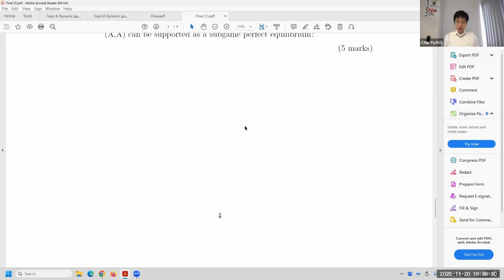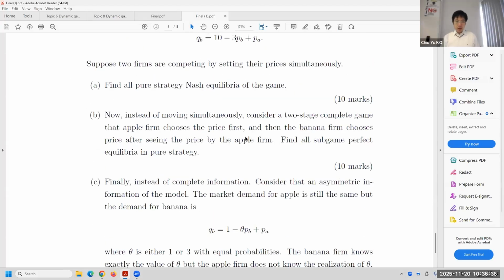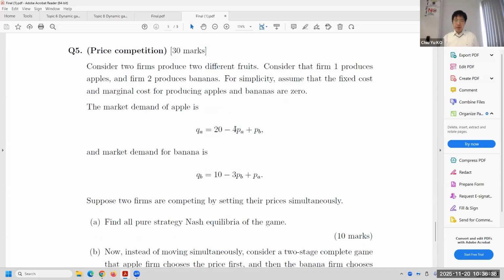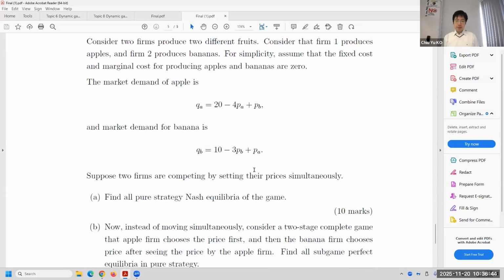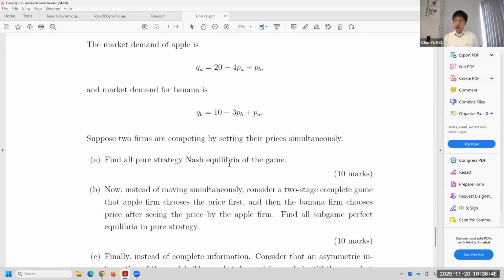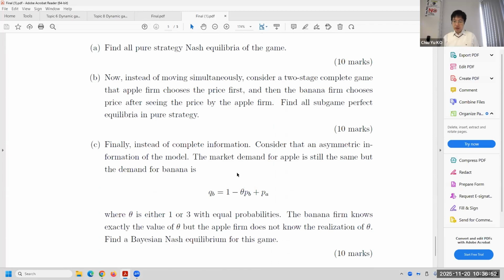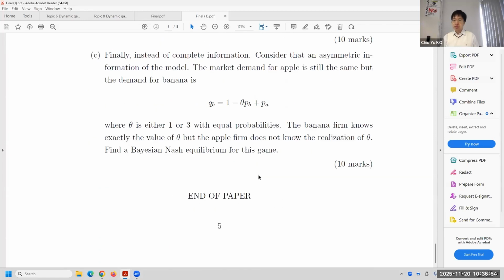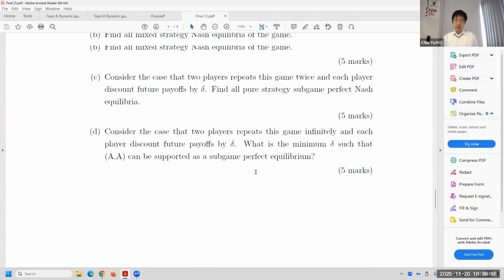Okay. And the very last one will be the price competition between 2 firms. Okay, they engage in some kind of price competition, then what's the Nash equilibrium? What is subgame perfect? So that's Stackelberg. And here we have the Bayesian equilibrium. Okay. So that would be the idea.